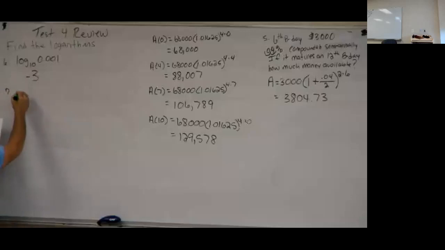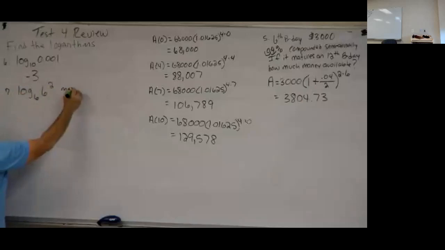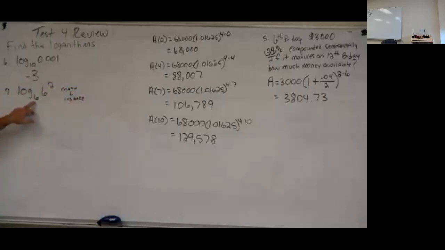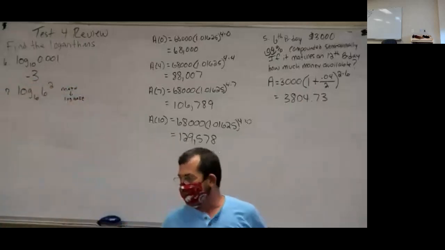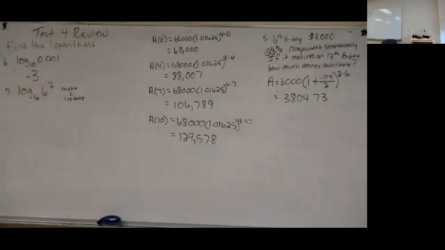Let's see, this one has log base 6 of 6 squared. So on this one, I would go to math, down to my log base, hit enter. Your base is the 6. And then punch in 6 squared for that result there. Hopefully you're getting that.